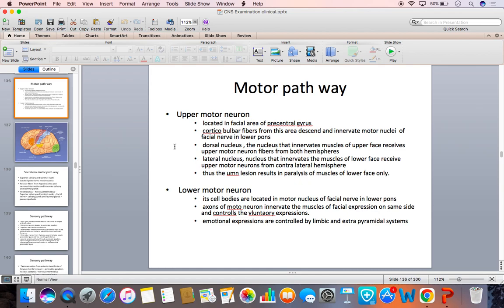As I told you before, the dorsal nucleus in turn innervates the muscles of voluntary expression of the upper face, whereas the lateral nucleus innervates the muscles of the lower face. Well, the lower motor neuron starts from the cell bodies located in the motor nuclei of the facial nerve. The axons of the motor neuron innervate the muscles of facial expression on the same side and control the voluntary expression.